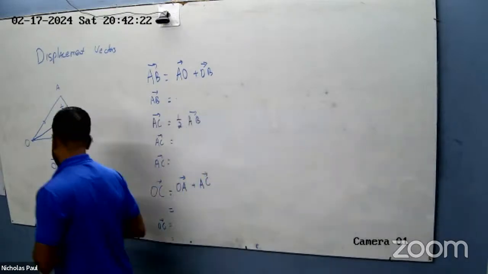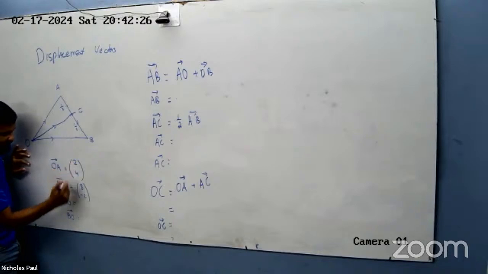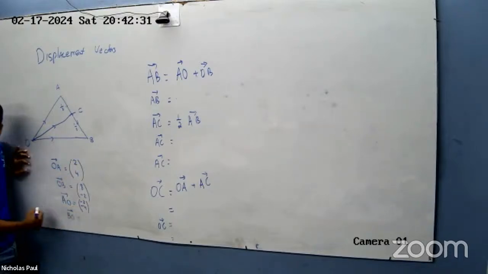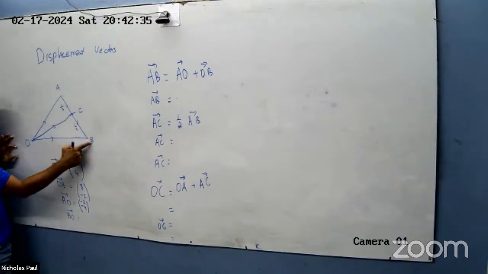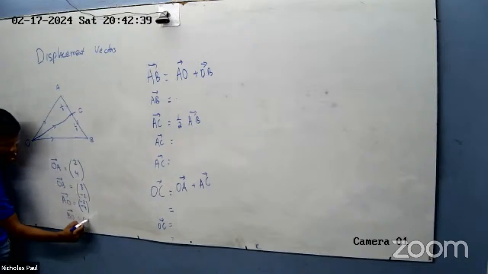Right? Let's see what you got. A to O will be what? Changing the signs here, right? A to O will be -2, -4. B to O, right? Oh, sorry, OB is this, so B to O will be -8, +2.